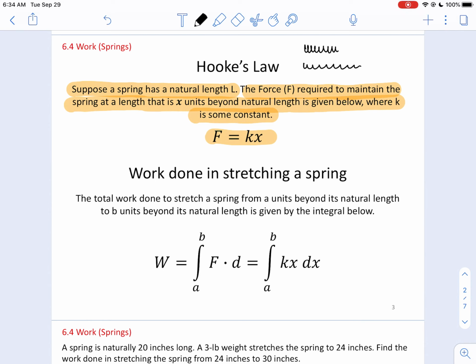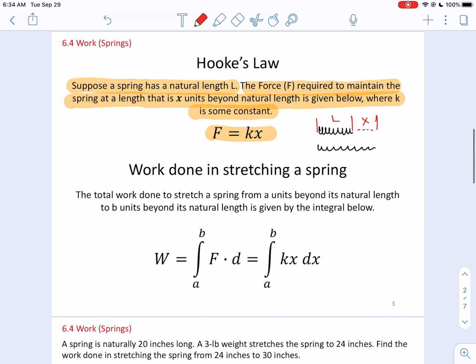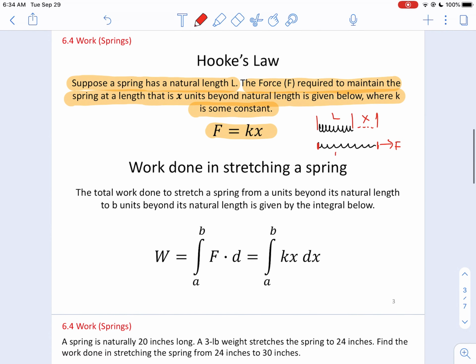And the more you stretch the spring, the more force required. So that length is L, its natural length, but then we go beyond its natural length a distance x. And in order to hold the spring here, it requires some sort of force pulled in this direction. x is not the total length of the spring. The total length of the spring after stretching would be L plus x. For any one spring, this constant k is not going to change.